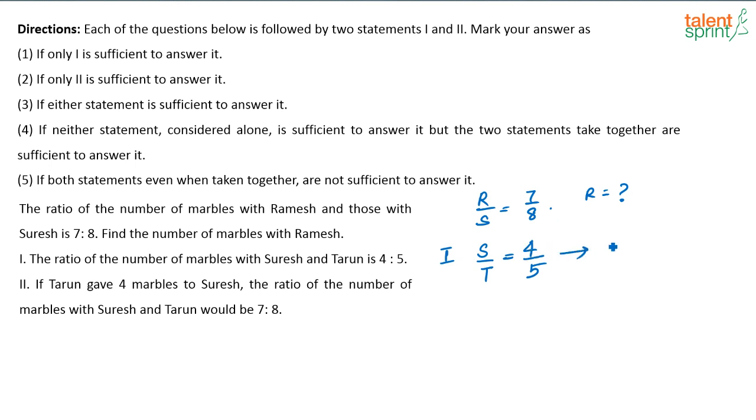Now, if I put together the information in the question and what is given in the statement, what can I find out? I can find out what is R is to S is to T. I know R by S, I know S by T. So the maximum that I can find out is R is to S is to T, which is nothing but 7:8:10. I make S common in both the ratios by multiplying with 2 in the numerator and denominator. This is all I can say using statement 1.